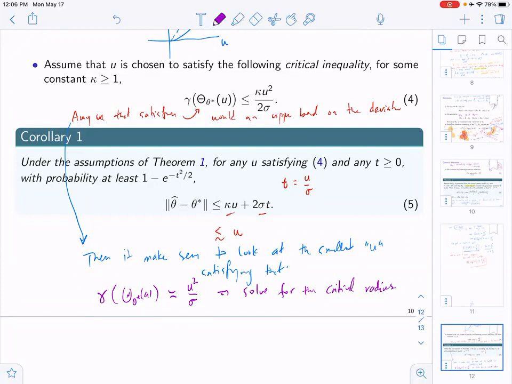Professor? Yeah. When you optimize over u, the bound you can get will only depend on sigma, right? Here? Yeah. You mean something like that? Yeah. It's also going to depend on the dimension, sort of.